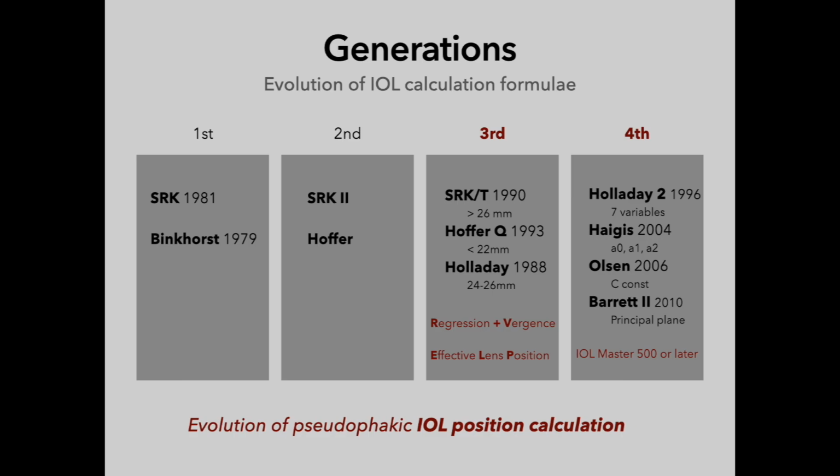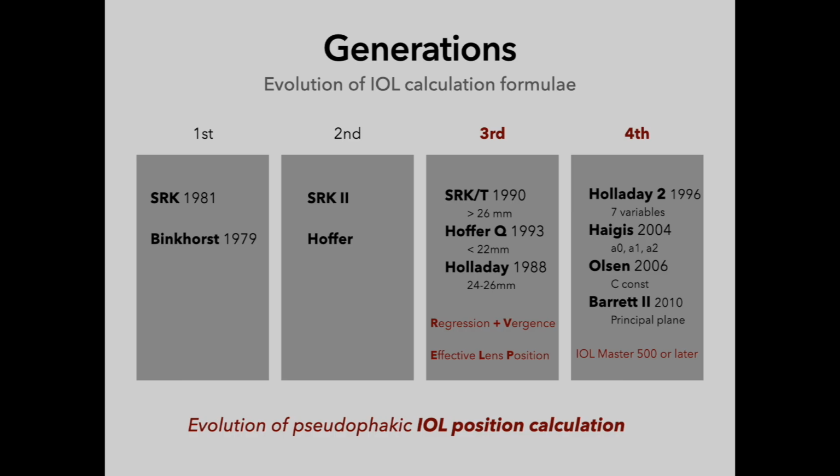Second generation SRK2 used a modified A constant for long and short eyes. Hoffer did regression analysis to predict pseudophakic anterior chamber depth, and Q was a personalized A constant to improve the outcome of the original Hoffer. SRK2 improved to SRK/T with theoretical adjustment with the vergence concept. Holladay was popular for medium-length eyes.